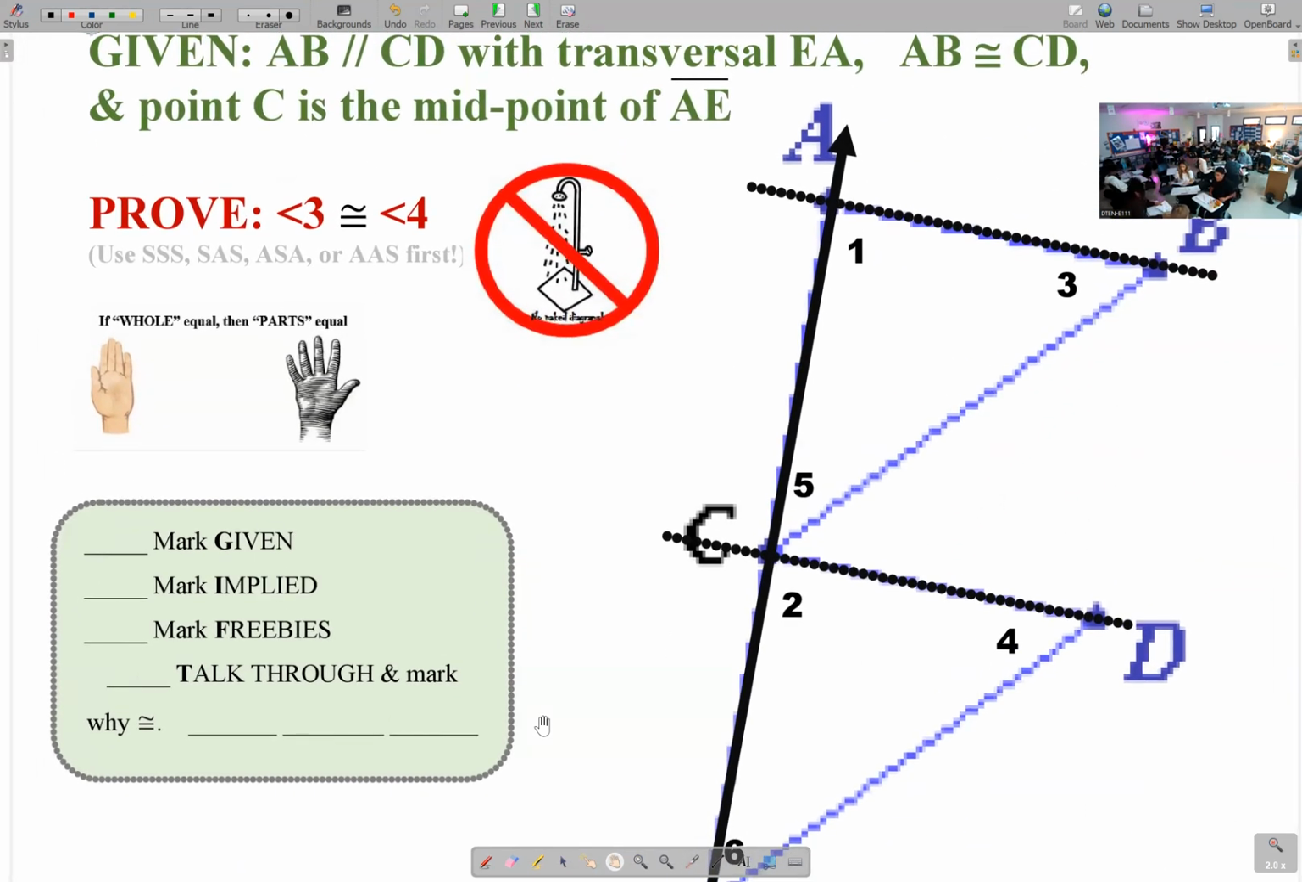All I want you to do in your quads, you're not going to write, but you are going to mark the given, mark what's implied, mark the freebies, and have a talk through why are the triangles equal and why would those angles be? You're talking, not writing. Leave the writing for me. You've got 2 minutes as a team. Go. Turn around. Work together.